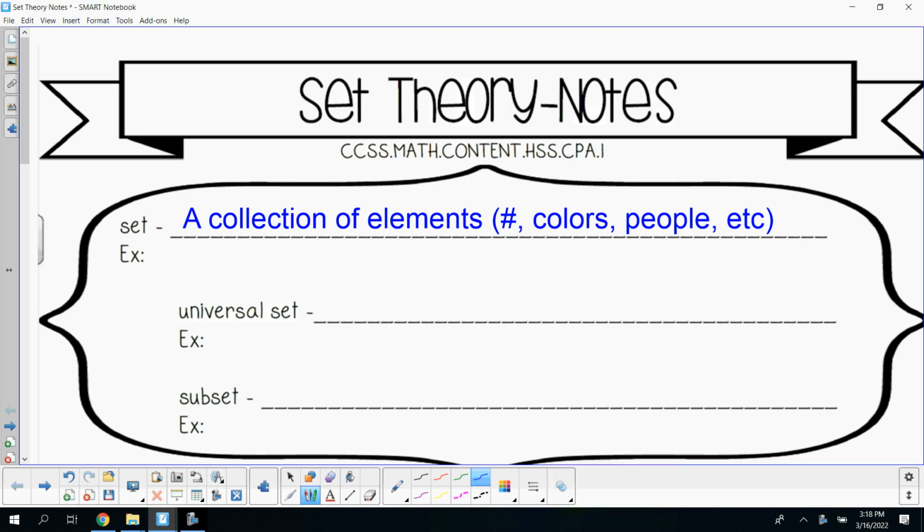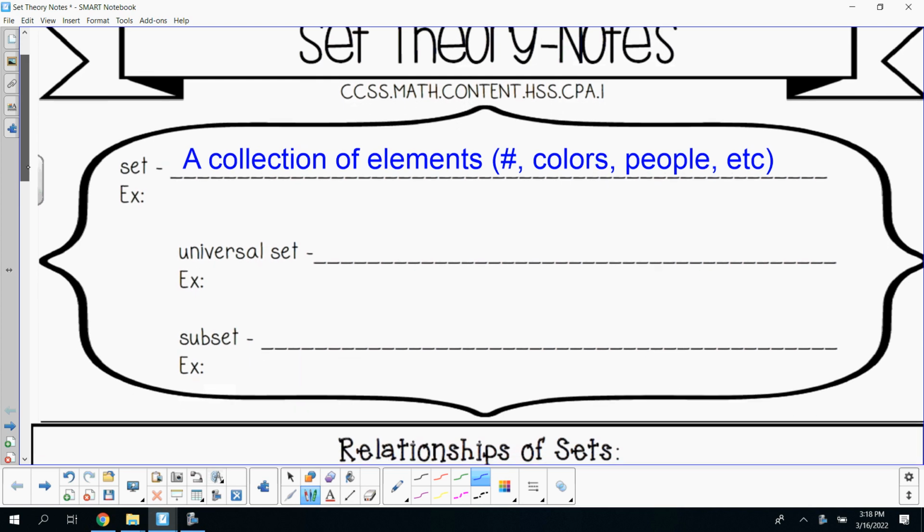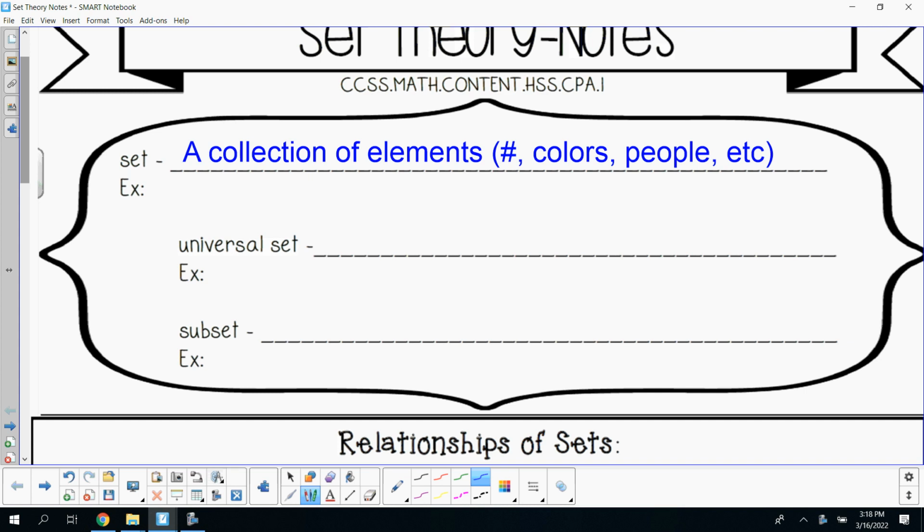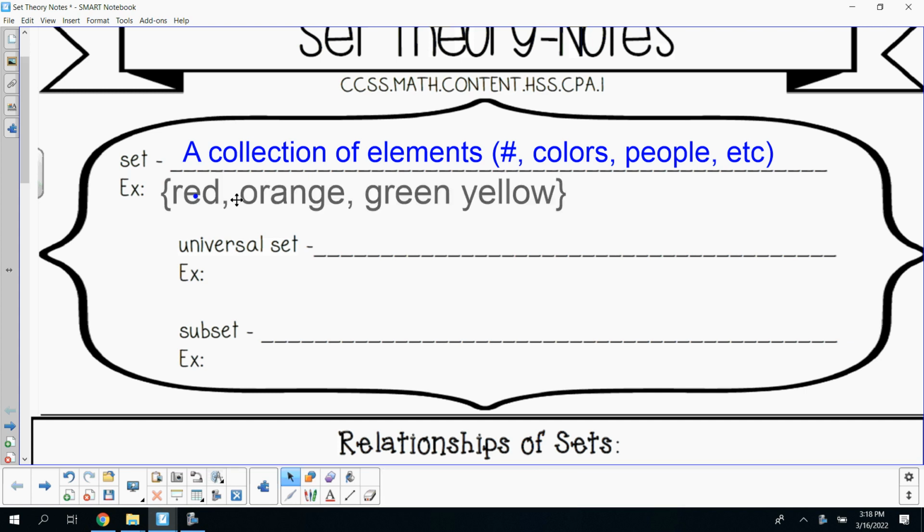Okay, geometry students, today we're going to talk about set theory. We have some vocabulary to go over. A set is a collection of elements, for example, numbers, colors, people, etc. Here's an example of a set. We have the colors red, orange, yellow, and green.